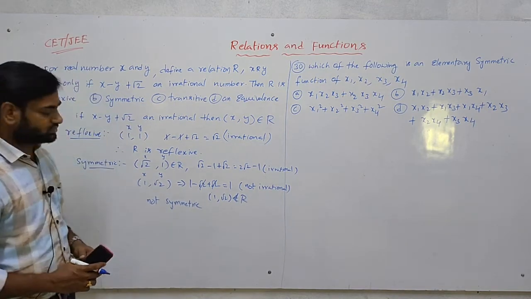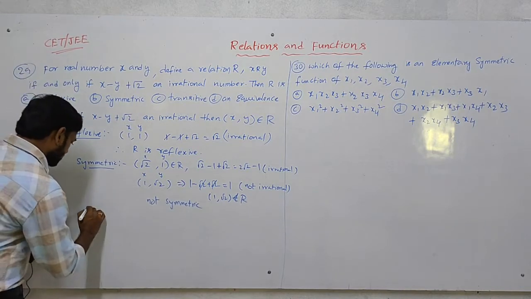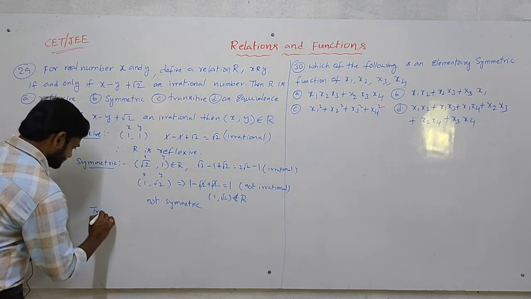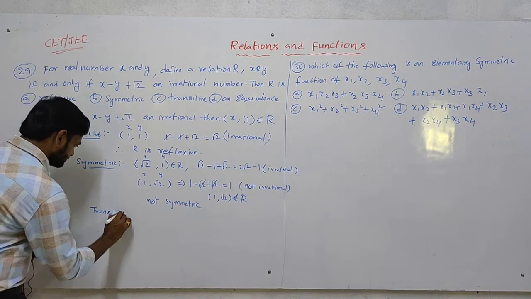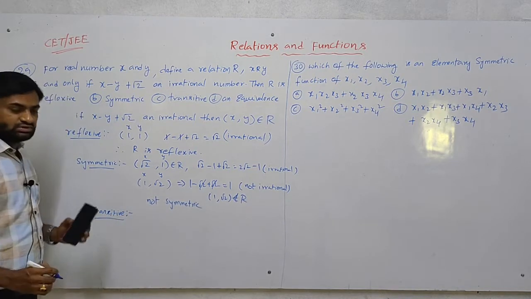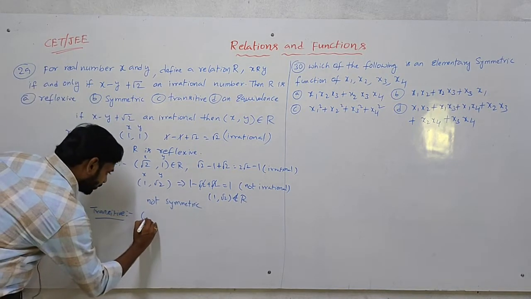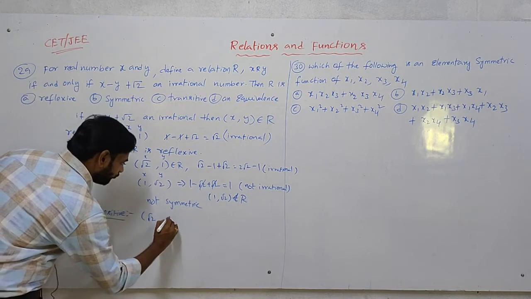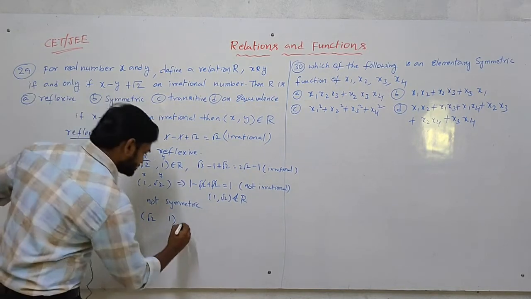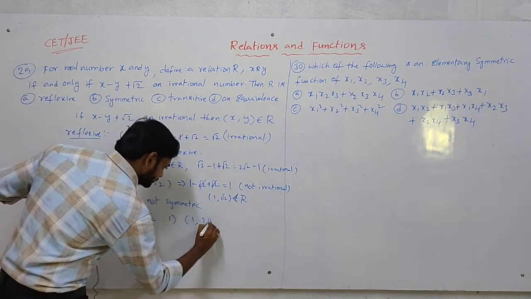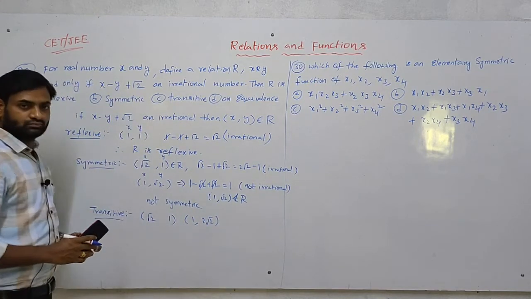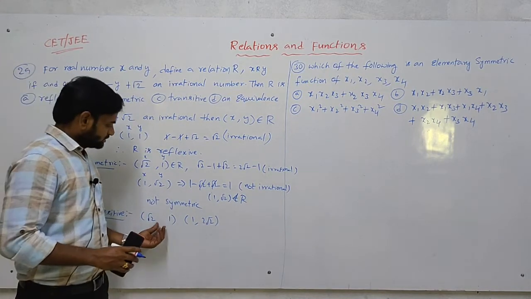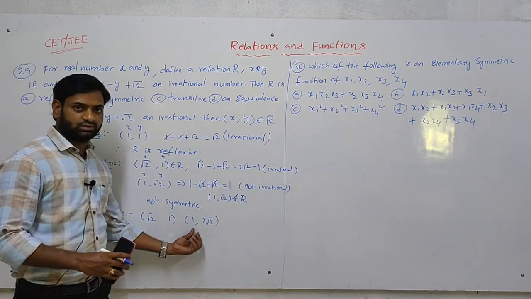That's it. Now what about transitive? See here, transitive. I will take two ordered pairs: root 2 comma 1, next 1 comma 2 root 2. These are possible, both are possible.